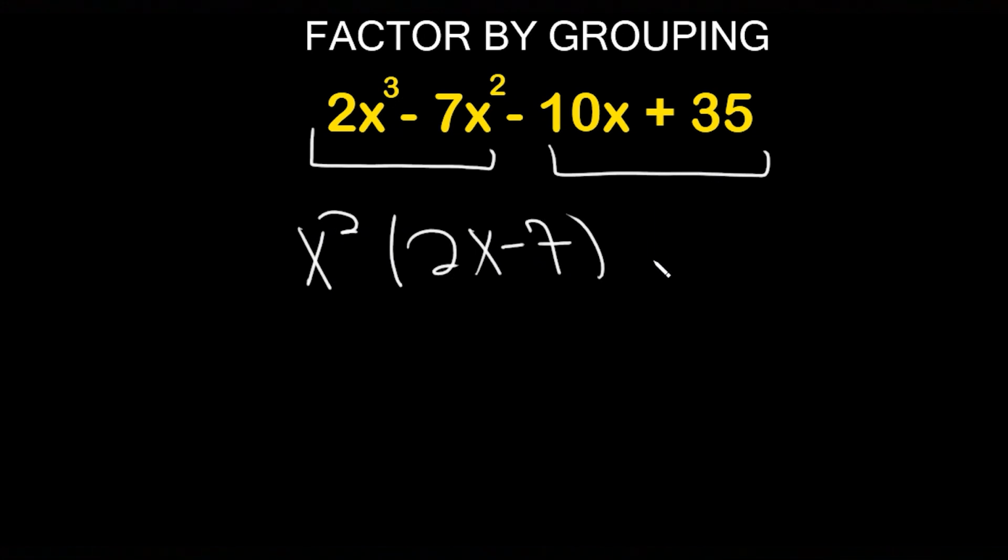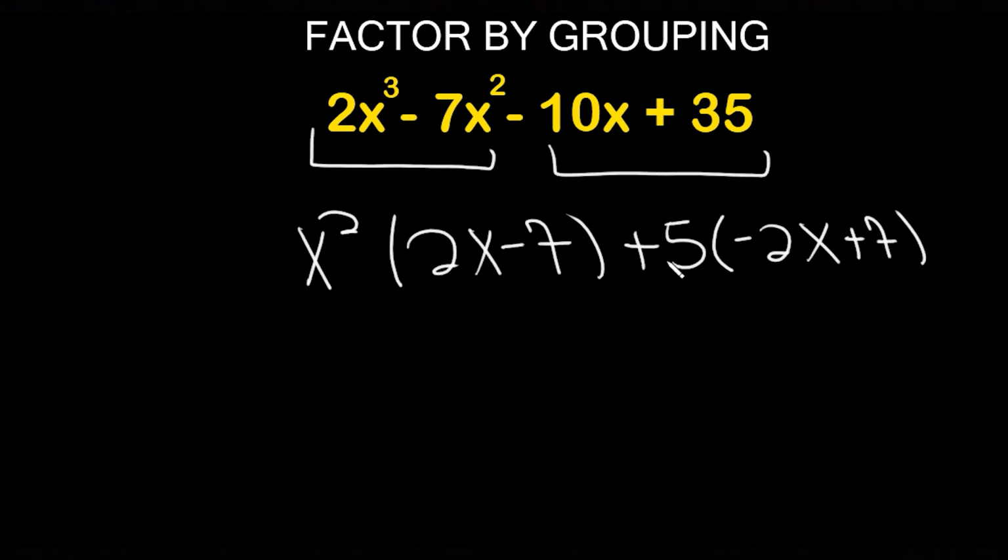Now, what happens if I pull out a positive 5? If I pull out a positive 5, what happens with my factor? Well, I'm going to get negative 2x and then plus 7. So what do you notice here? You do not have a common factor because this is negative 2x, this one's positive 2x. This is positive 7, this is negative 7. So I do not have a common factor here, but how can I get around that?